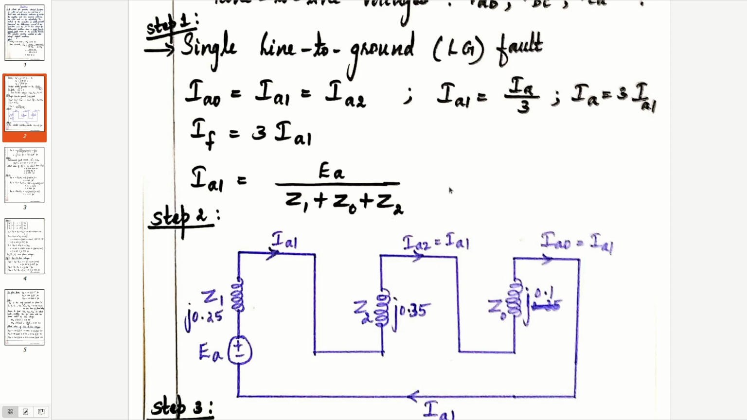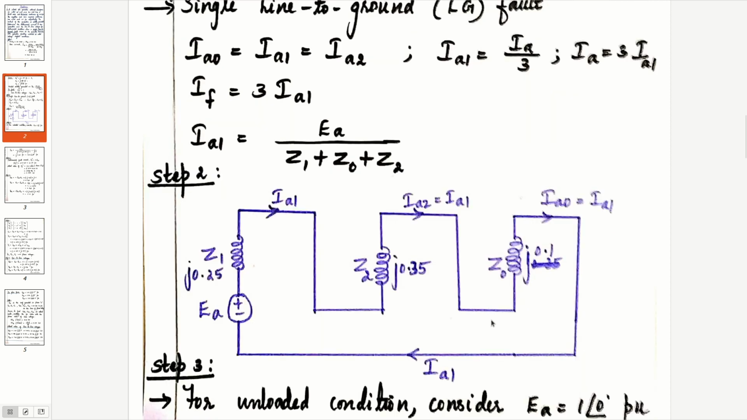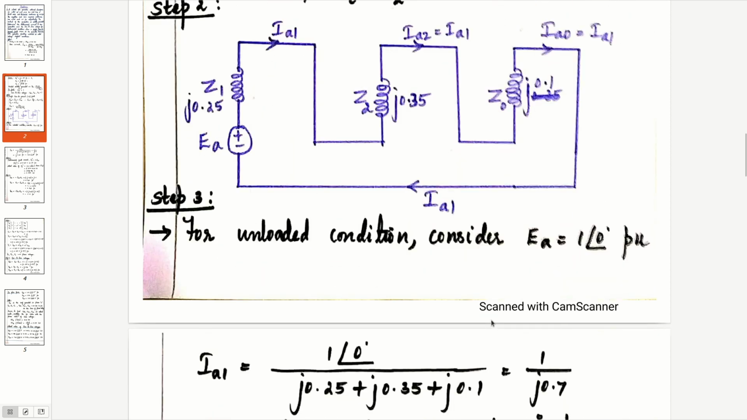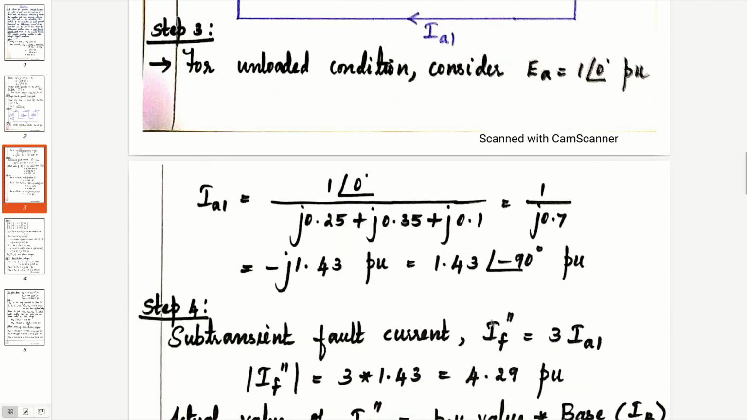Now step 2, draw the combined sequence network of the single line to ground fault without fault impedance. I have drawn the combined sequence network and the values of Z1, Z2 and Z0 are marked in the diagram. Coming to step 3, we have to calculate IA1. What is the formula of IA1? EA divided by Z1 plus Z0 plus Z2.